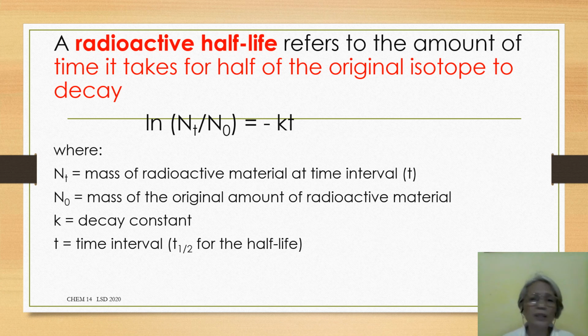Now, the radioactive half-life refers to the amount of time it takes for half of the original isotope to decay. So we have another equation which relates the mass of the radioactive material after a half-life or after a certain time interval. N sub 0 is the original mass of the radioactive material, k is the decay constant, and t is the time interval.